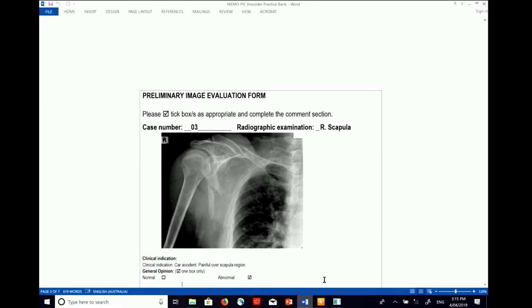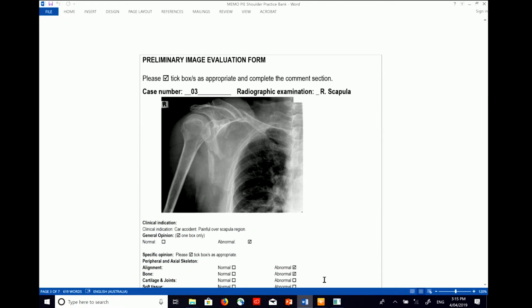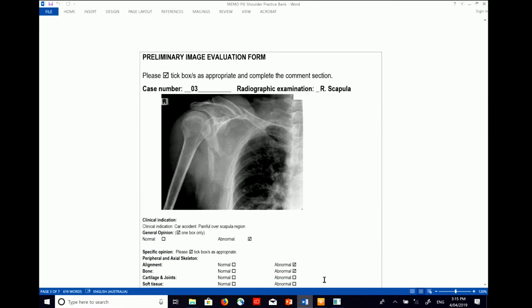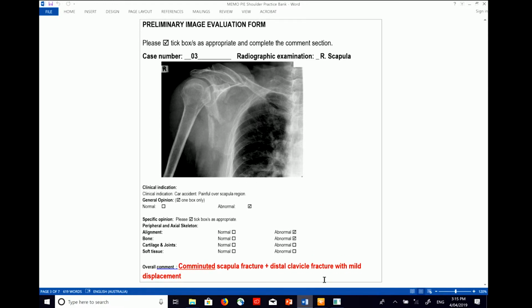So for case 3 then, again, it's abnormal. The alignment is abnormal. The bone is abnormal, but the glenohumeral joint is preserved. So your overall comment is that there's a comminuted scapular fracture as well as a distal clavicle fracture with some mild displacement.